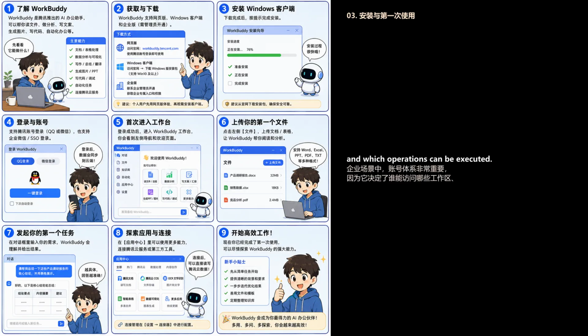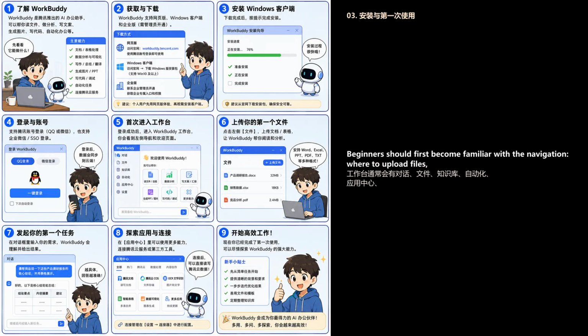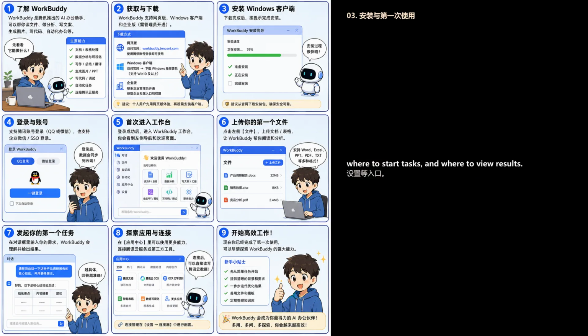The fifth step is entering the workspace for the first time. The workspace usually includes conversation, files, knowledge base, automation, application center, and settings. Beginners should first become familiar with the navigation, where to upload files, where to start tasks, and where to view results.